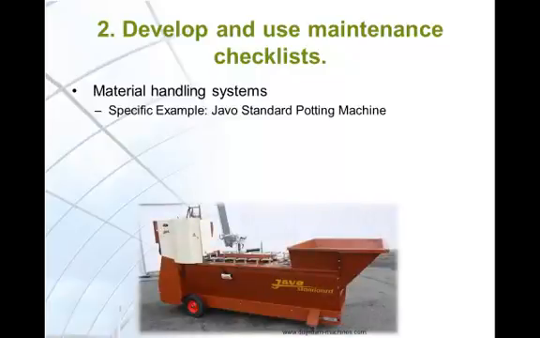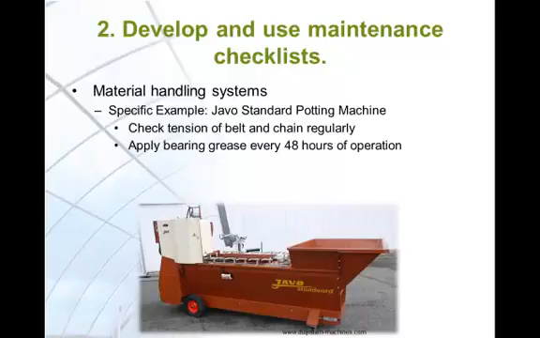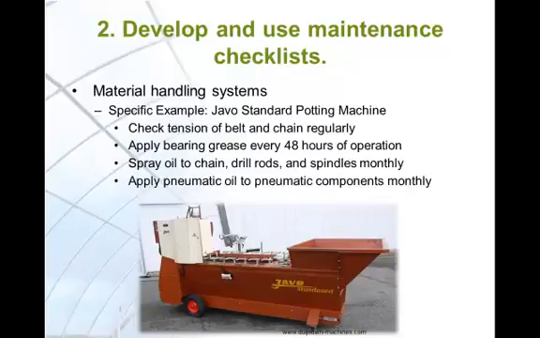For example, the Javo Standard Potting Machine User's Manual recommends checking the tension of the soil supply belt and elevator chain regularly. Several locations require application of bearing grease every 48 hours of operation. The pot track chain, drill rods, and spindles should be sprayed with evaporation oil monthly. And pneumatic tool oil should be applied to the pneumatic components monthly.